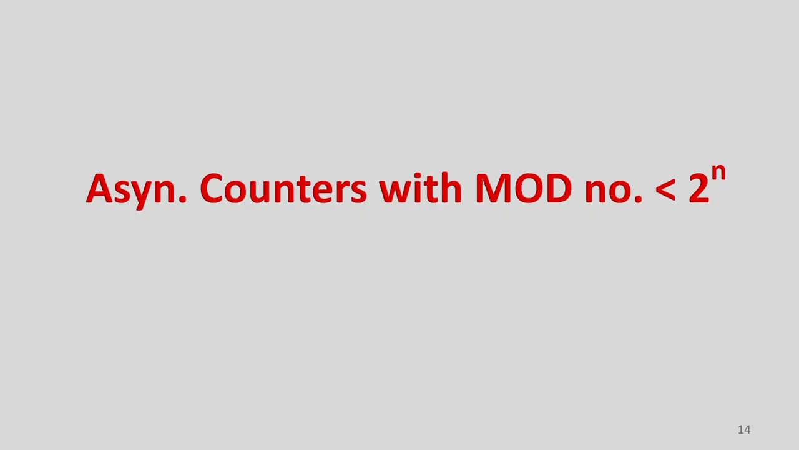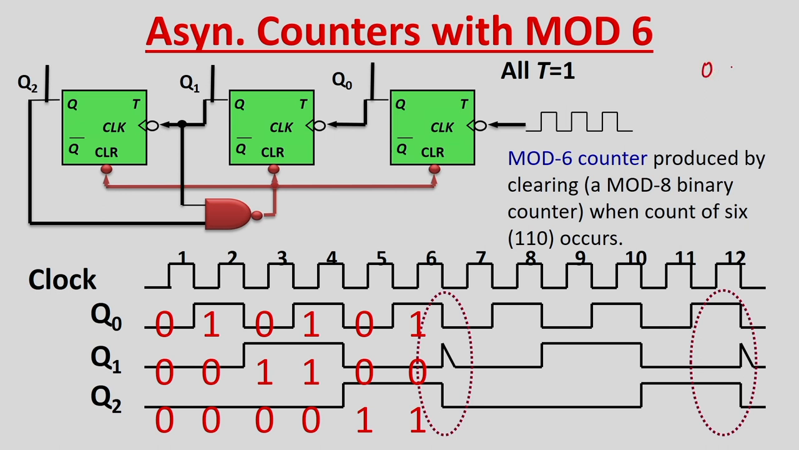Let us look at the asynchronous counter with mod numbers less than 2 to the power n. Earlier, the 4-bit counter counted up to 15, that is 0 to 15. If the mod is less than 2 to the n, take the example of a mod-6 counter. Suppose we want to count 0, 1, 2, 3, 4, 5, and then again it should reset and repeat.